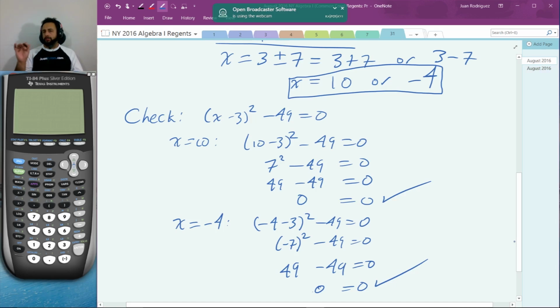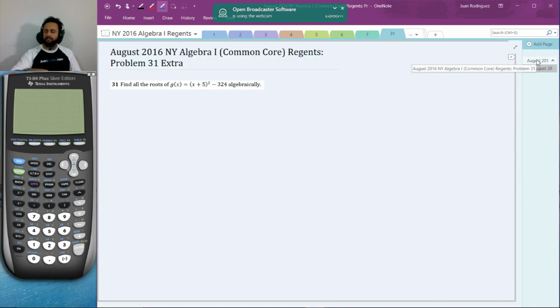So let's do another problem. We're going to do it in a slightly varied method. We're not going to do a quadratic formula, because that is not an algebraic method. This is a problem that we created on our own. Find all the roots of g of x equals (x plus 5) squared minus 324 algebraically. So how do we do this problem?